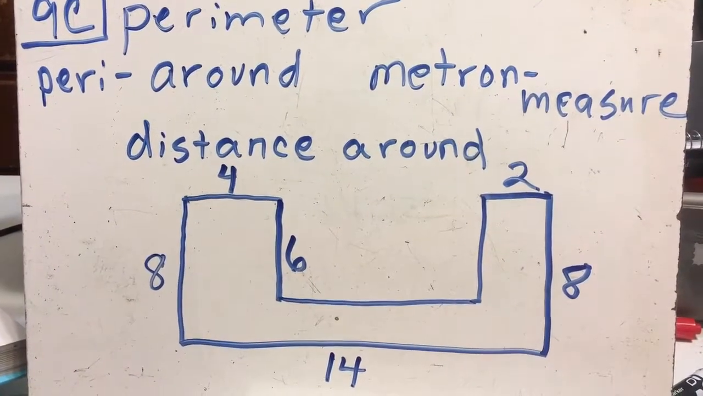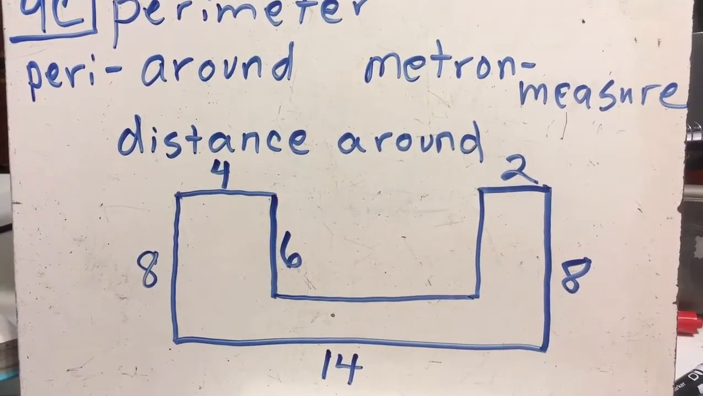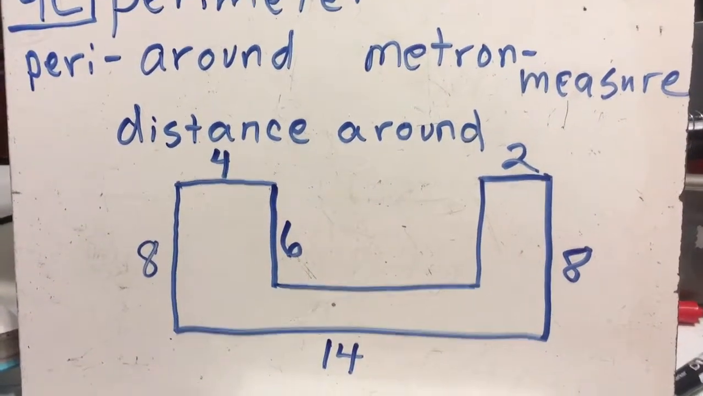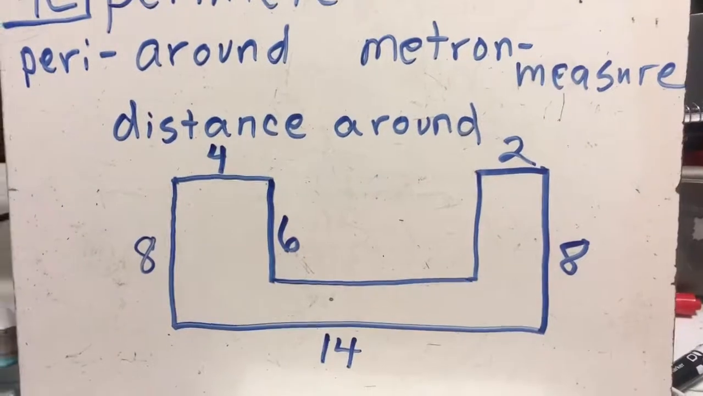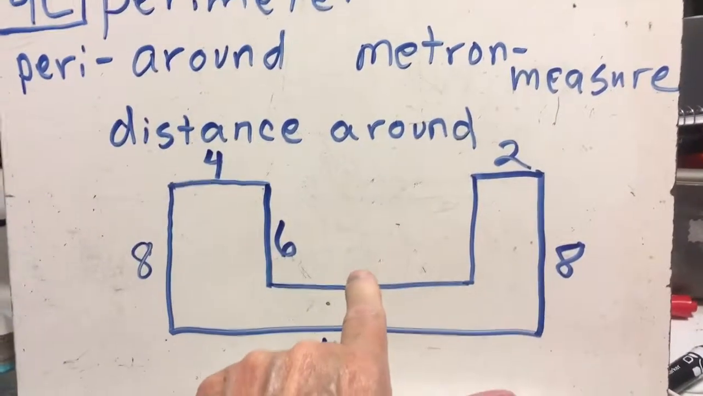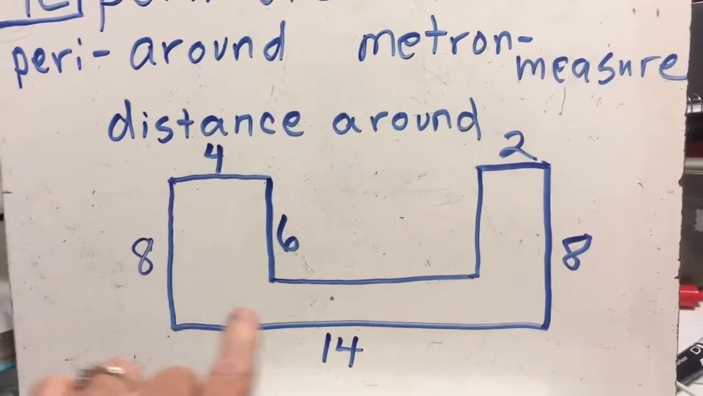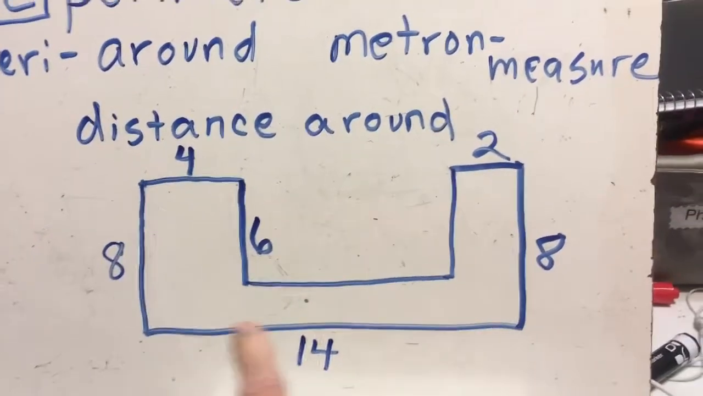So here is a figure, which I've done my best to draw. It's in your book if you like that better. But notice that the figure is missing some pieces. I'm missing this piece. I'm missing this piece. I know what this one is, and I know the base here.